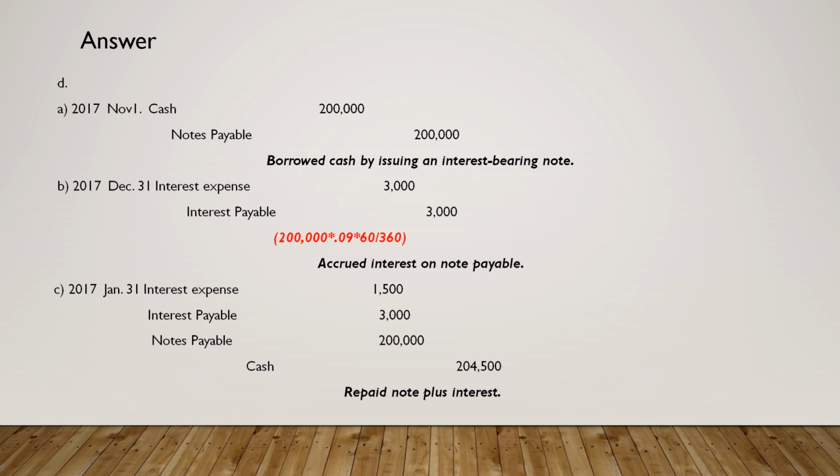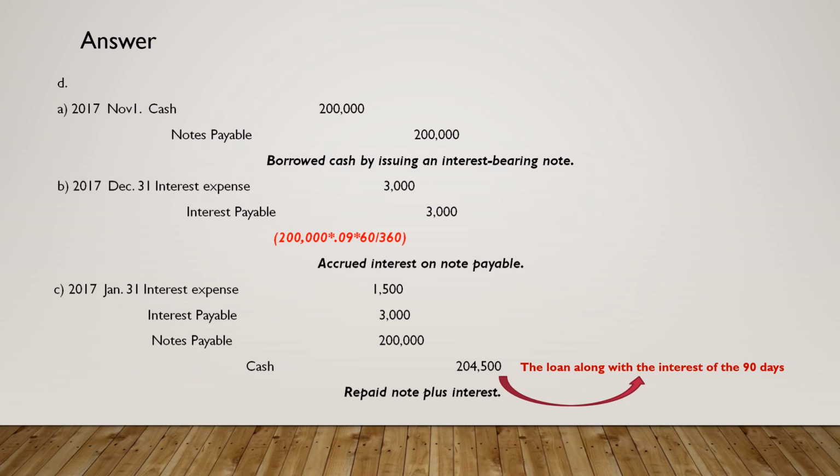Then I want to make an entry for the accrued interest expense at the end of 2017. The adjusting entry for any accrued expense, as you know from the previous semester, is that I debit the expense and I credit the payable. So here it's debit interest expense, credit interest payable. From where did I get this 3,000? I just multiplied the principal, which is 200,000, times the 9% times the fraction of the year, which is 60 over 360, because the months are November and December at the end of 2017. It will give us 3,000.